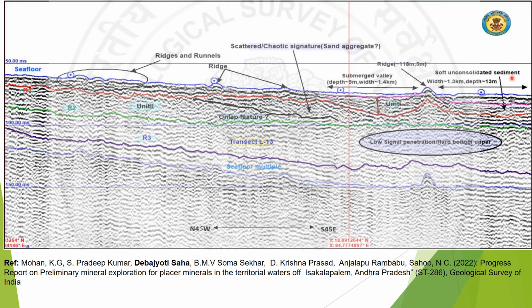There is a valley with widths and depths mentioned. The ridge section you can easily see, with the height and the width of the ridge. And the seafloor along with the various reflectors, the seafloor multiple, along with the sea floor multiple that is faint. So a beautiful seismic section is also presented of Visakhapatnam, Andhra Pradesh, with the cruise ST286. The reference is there.